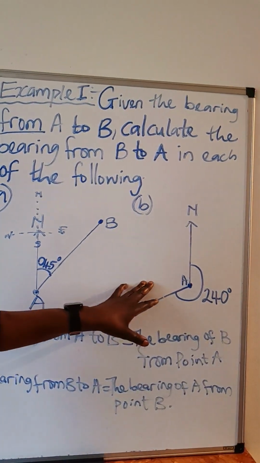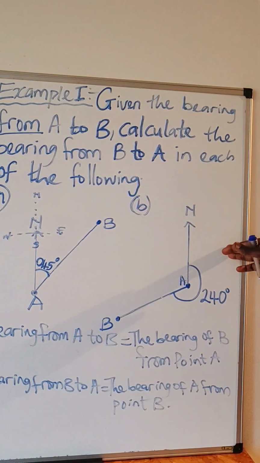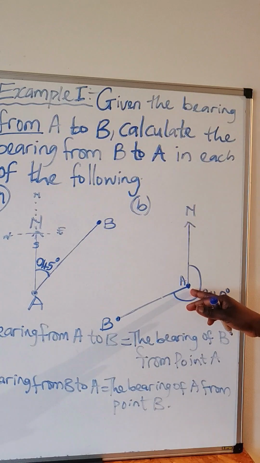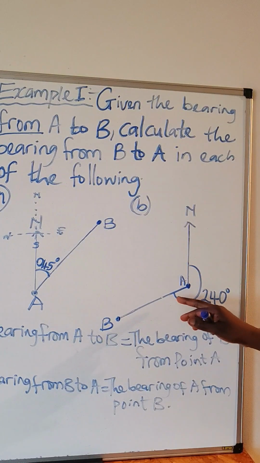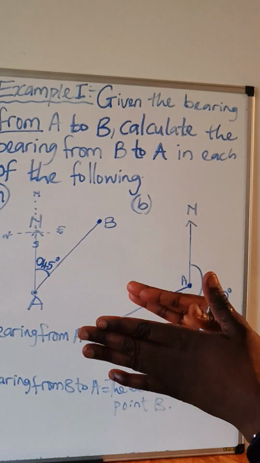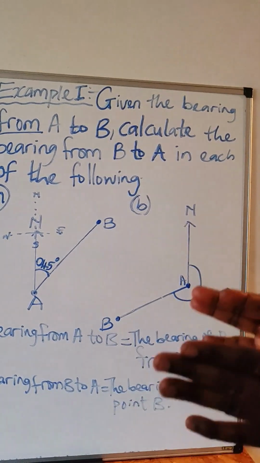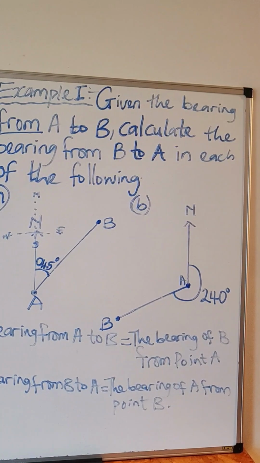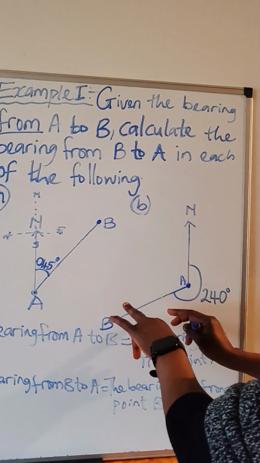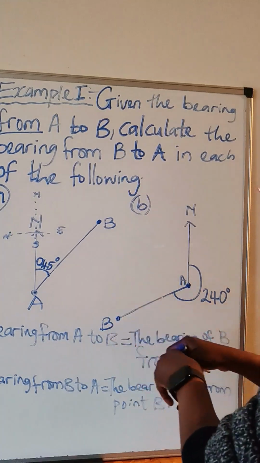This is the second one. We've been given the bearing from A to B, and the bearing from A to B is 240 degrees. So I will now move to the other page and explain how I'll calculate it and do it on a diagram, how to get the bearing from B to A. This is the bearing from A to B. I want to establish the one from B to A.